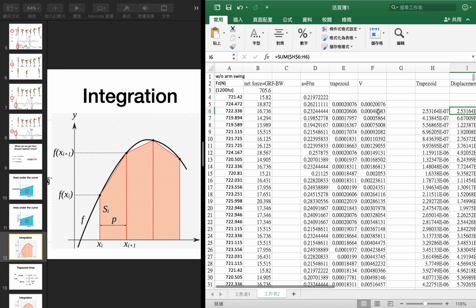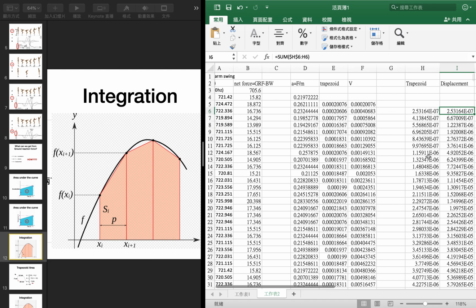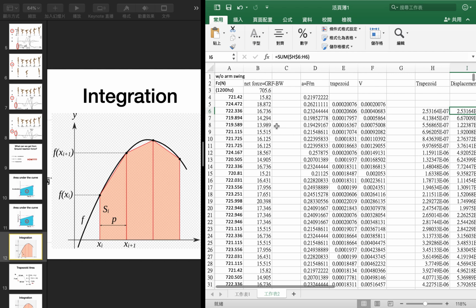Okay, I hope you guys enjoy the Excel sheet, and I'll probably put all this data on the Google Drive, in case you forgot how to do it.